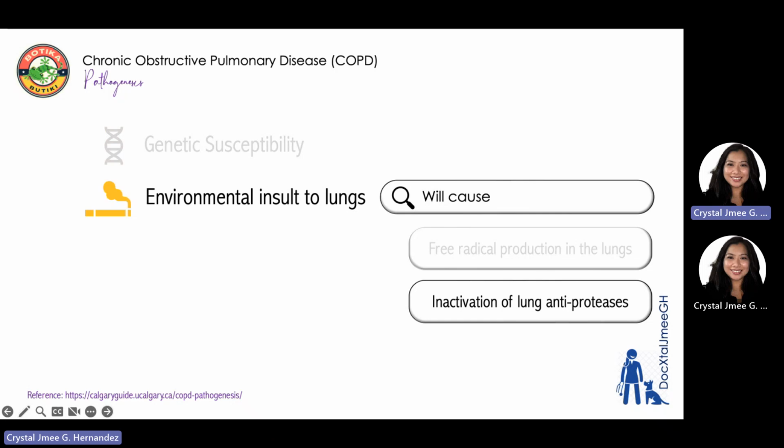Now, the inhalation of noxious particles and gases activates neutrophils, macrophages, and CD8 plus lymphocytes, which in turn release chemical mediators. These chemical mediators can be tumor necrosis factor alpha, interleukin 8, and leukotriene B4. Inflammatory cells and mediators lead to widespread destructive changes in airways, pulmonary vasculature, and lung parenchyma.